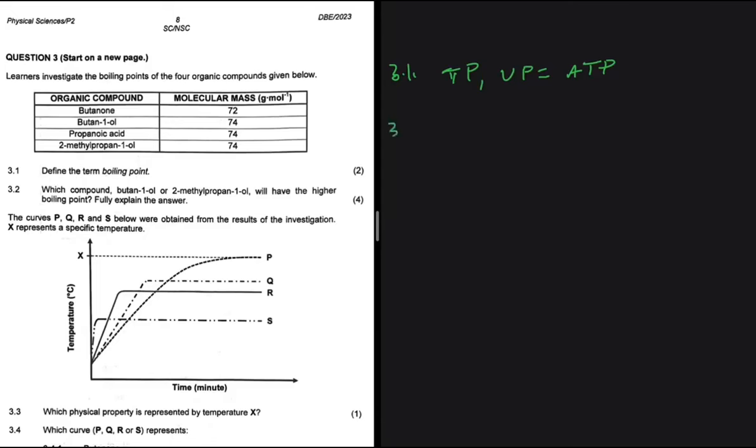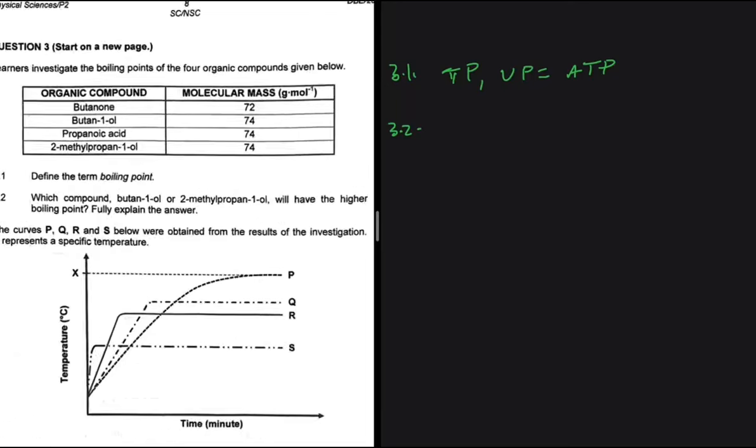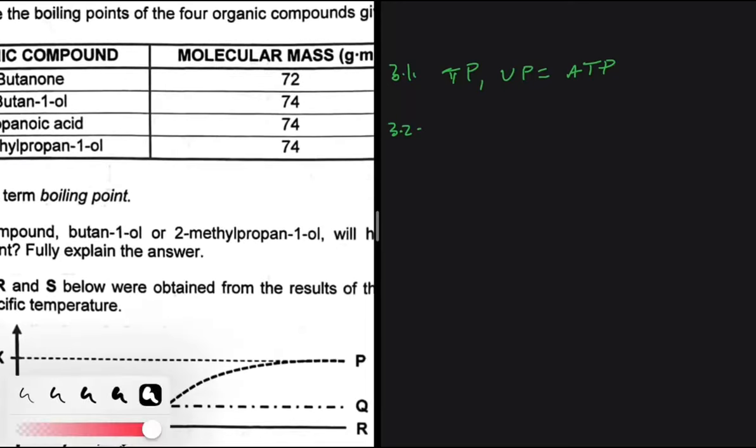And then 3.2: which compound, butan-1-ol or 2-methylpropan-1-ol, will have the higher boiling point? Fully explain your answer. So let's look at these two compounds and see how they differ. They're both alcohols, right?